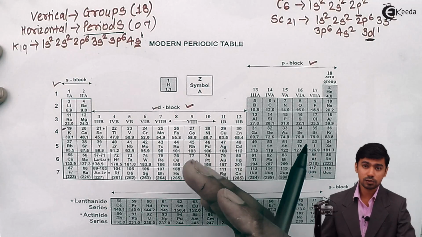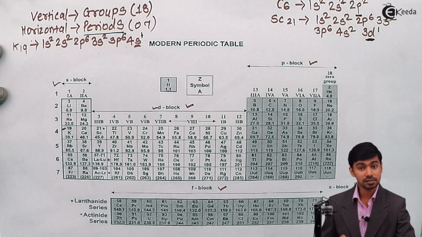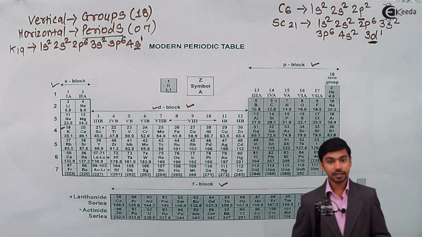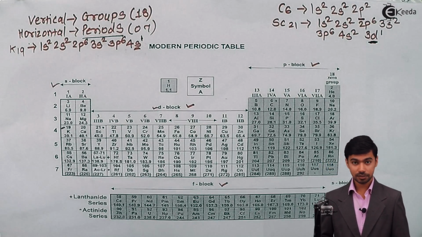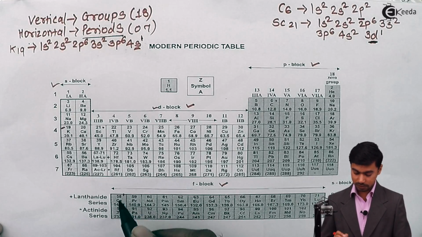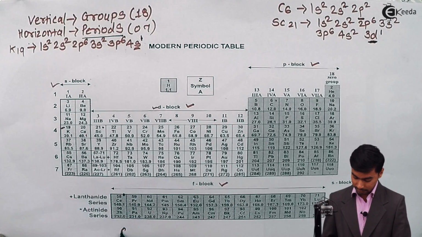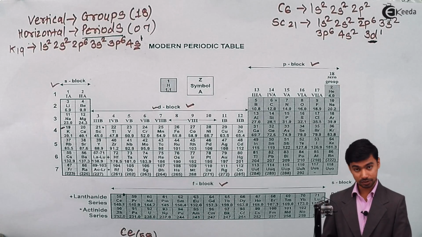So obviously the f block is also supposed to follow the same thing. So let us take an example for the f block element. In case of an f block element, if we take the example of 58, that is cerium, cerium has atomic number 58.